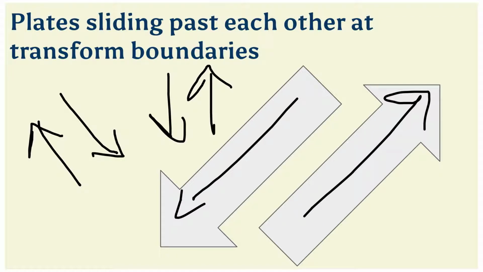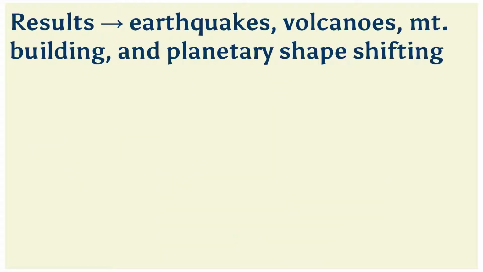And like everything, when we're trying to classify things in nature and science, there are in-between boundaries as well, right? So we have these three basic ones, but we can actually have different types of combinations or mashups of those three. Generally speaking, earthquakes, volcanoes, and mountain building, and also just the shape of our planet in general are always shifting. These are all results of plate tectonics.